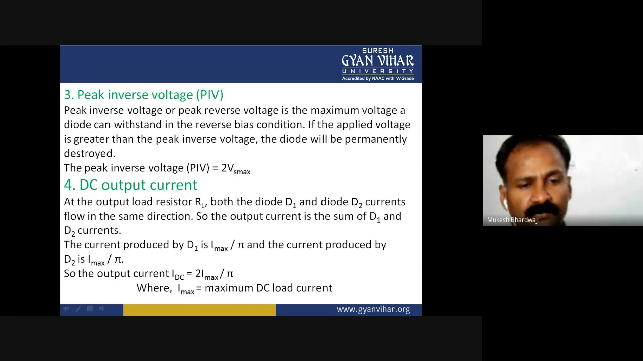DC output current, the fourth parameter. At the output load resistance RL, both the diode D1 and diode D2 currents flow in the same direction. So the output current is the sum of the D1 and D2 currents. The current produced by D1 is Imax by pi, and the current produced by D2 is Imax by pi. So the output current IDC equals 2 Imax upon pi, where Imax equals the maximum DC load current.